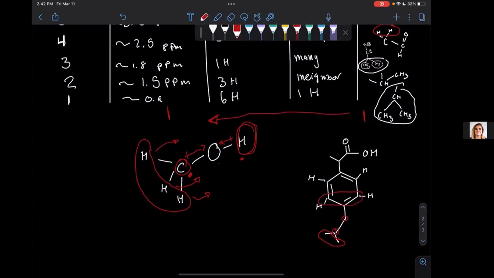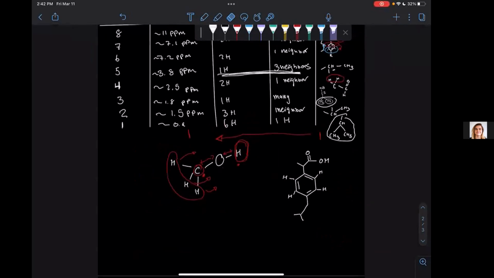1 signal right here. 1 right here. And 1 right here. So we have 1, 2, 3, 4, 5, 6, 7, 8. So far we're looking good. We'll just go ahead and double check everything. So we're going to go top to bottom and look at all of our signals.